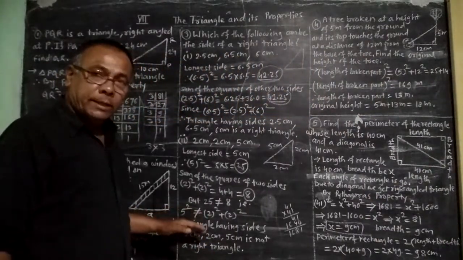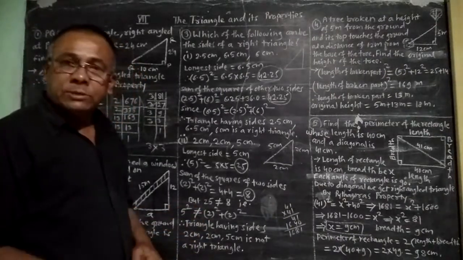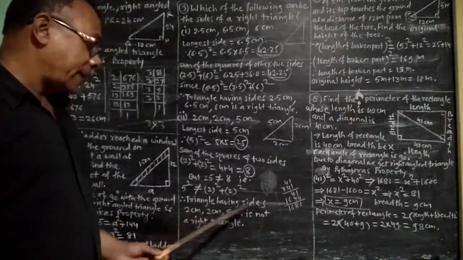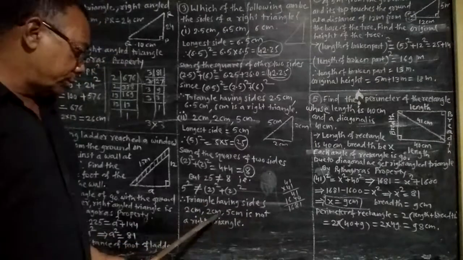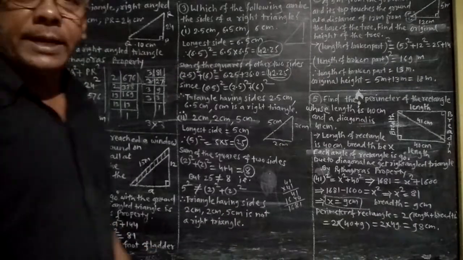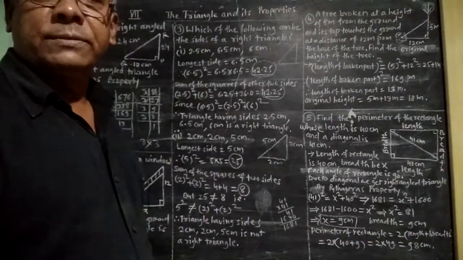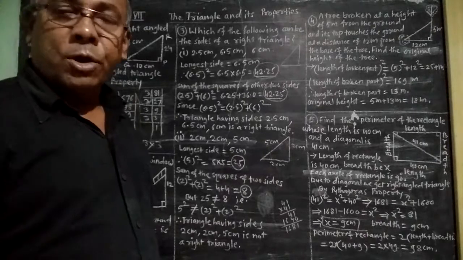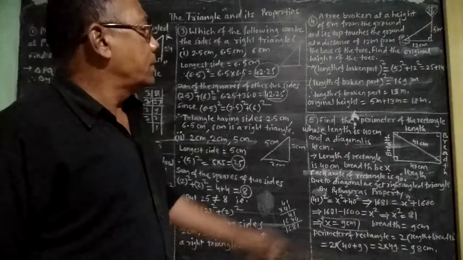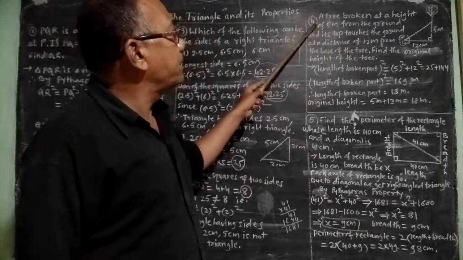here the Pythagoras property is not satisfied. And since the Pythagoras property is not satisfied, the triangle having sides 2 centimeter, 2 centimeter, 5 centimeter is not a right angle triangle. So in this way we can find whether the given triangle is a right angle triangle or not by applying the Pythagoras property. Now here we have to see the fourth example.